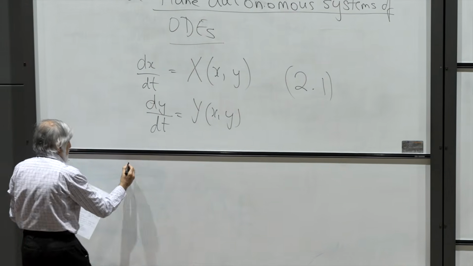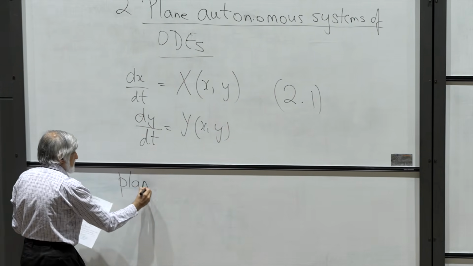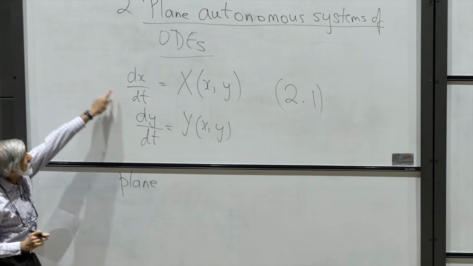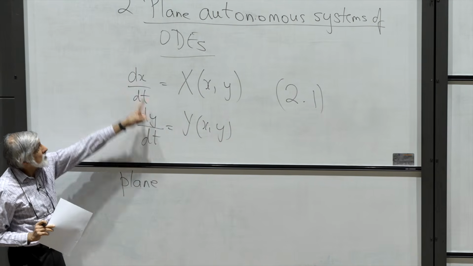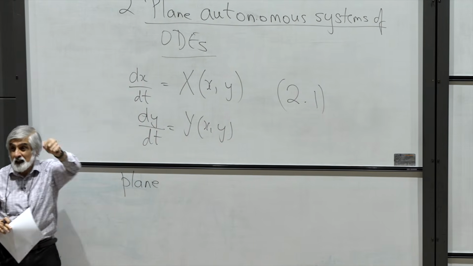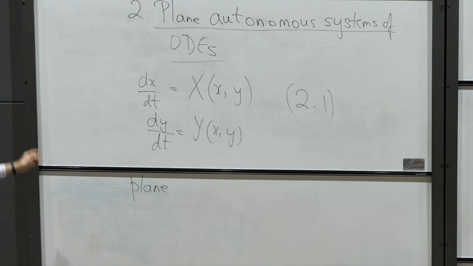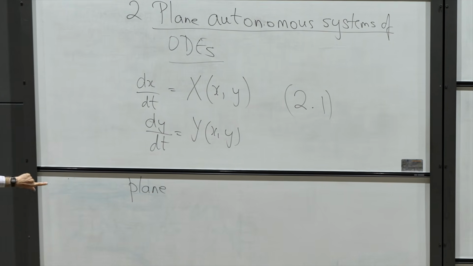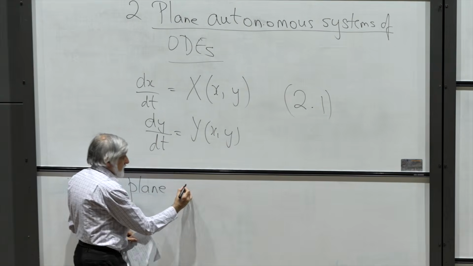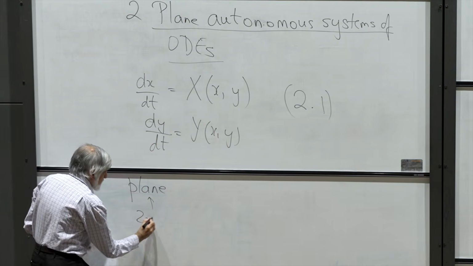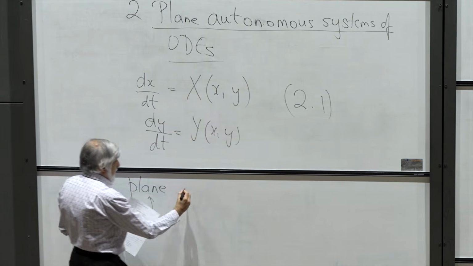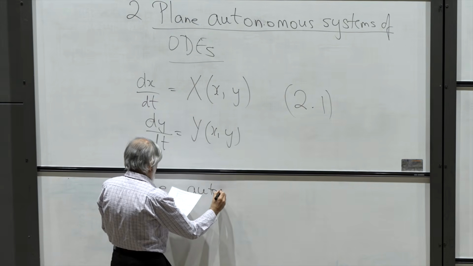So this is called a plane because the solution is x and y, and we will draw a plane to put down the solution, so that's why it's a plane. That's because it's 2 equations. And what does autonomous mean?